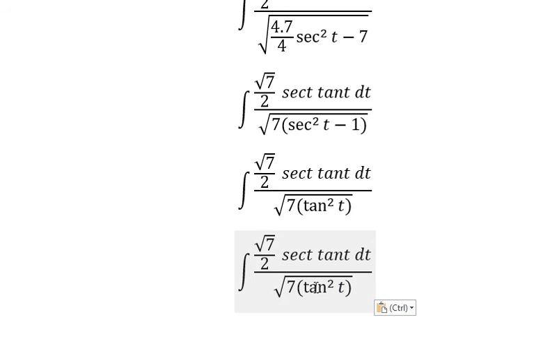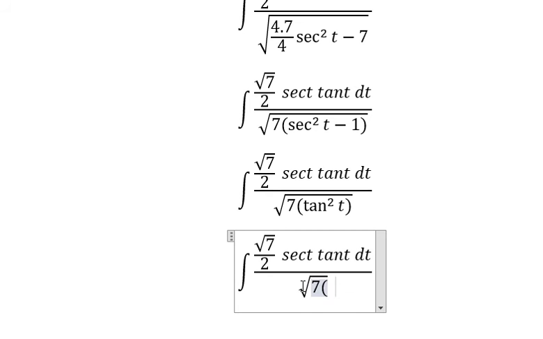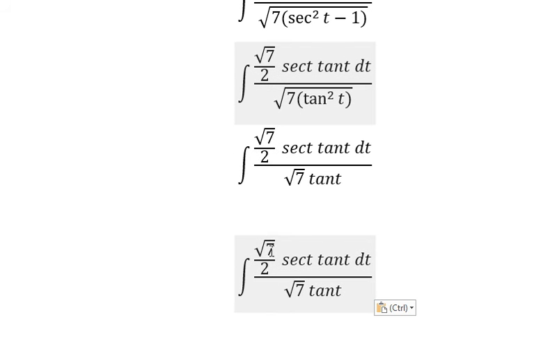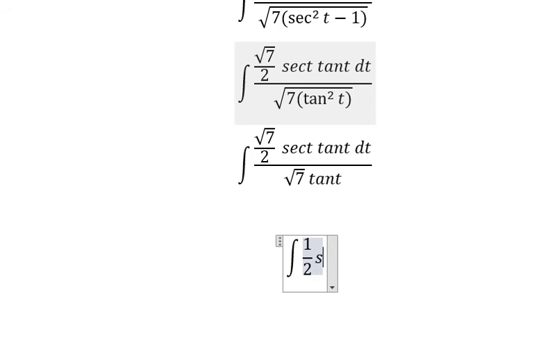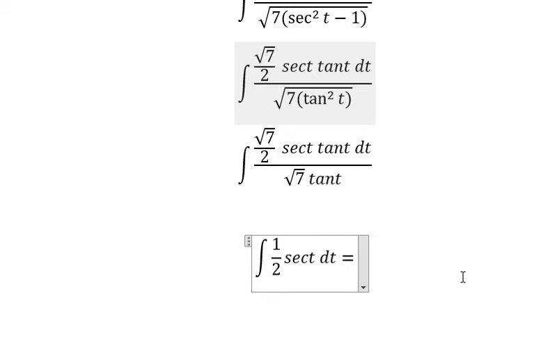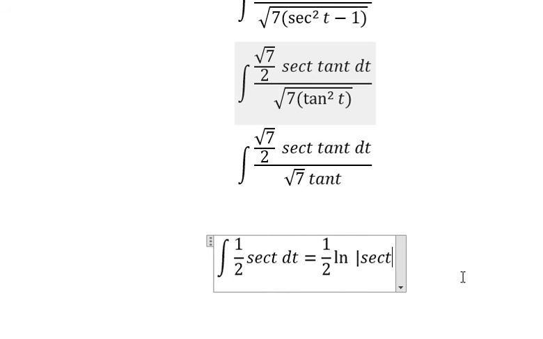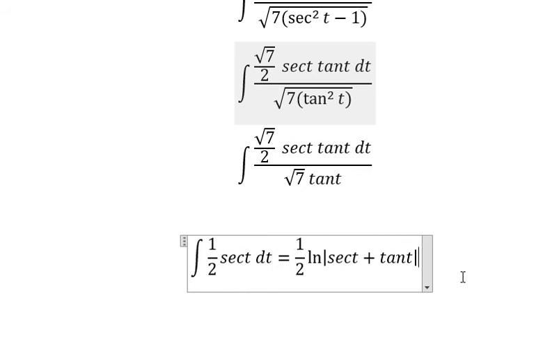The square root of this one, we will get the square root of number 7 tan t. So we have the square root of number 7 tan t, and this one will simplify, and you get 1 over 2 secant of t dt. The integration of secant of t, we get ln of the absolute value of secant of t plus tan t, and we put c.